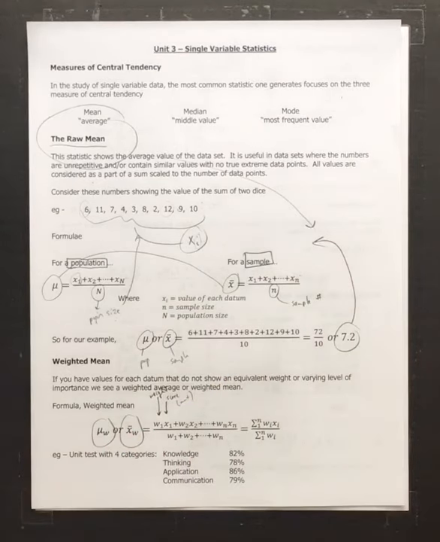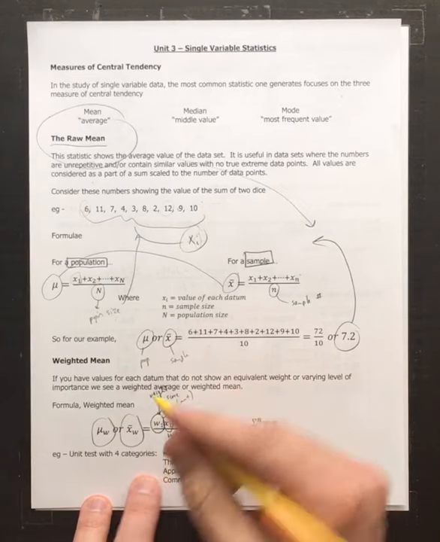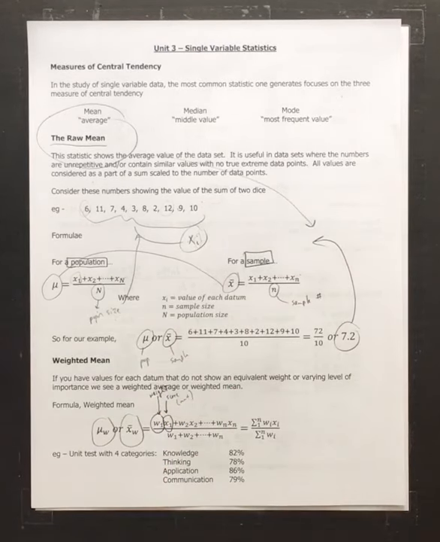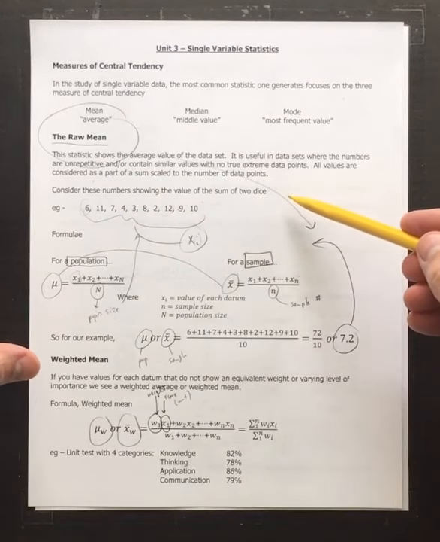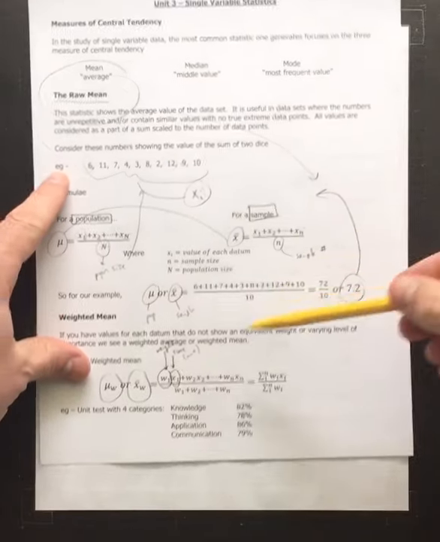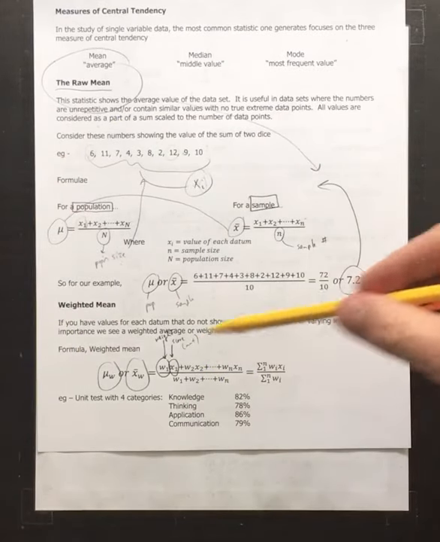What you'll notice is that we take the value and multiply it by its weighting. In essence, we're counting it more or fewer times than we would, whereas in the raw mean, we don't do that at all. We count each value once. Well, in a weighted mean, we count some values more times than the other ones. And so I'll show you this example.